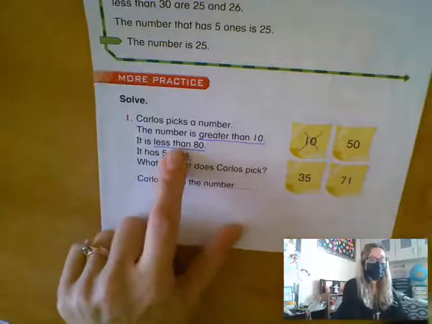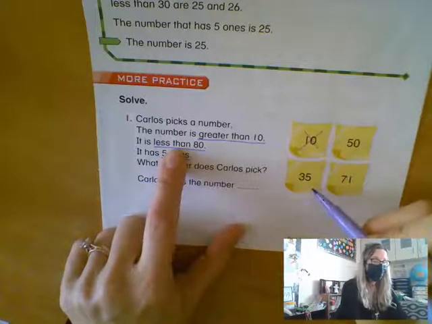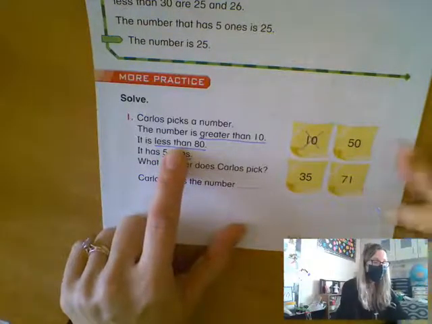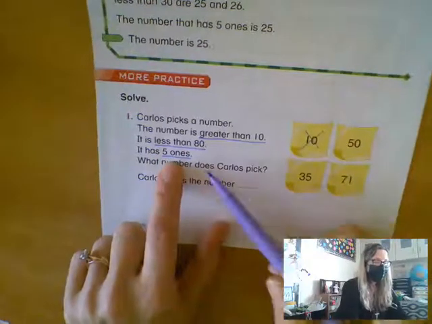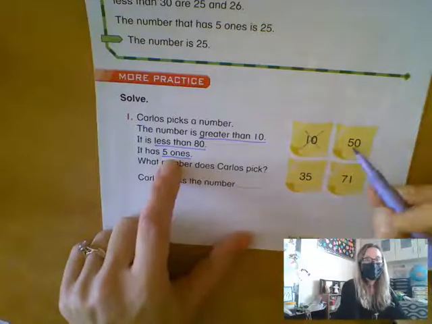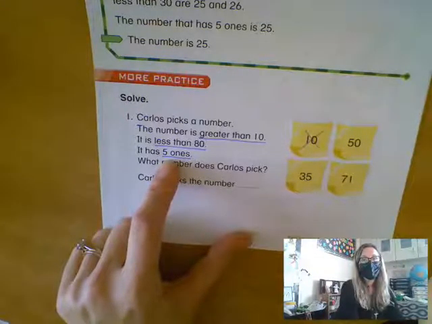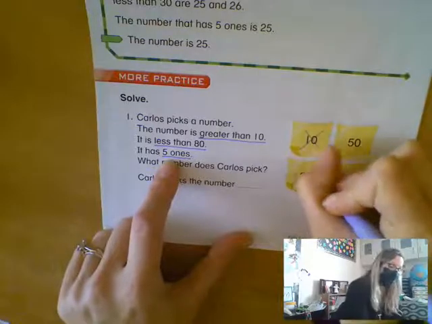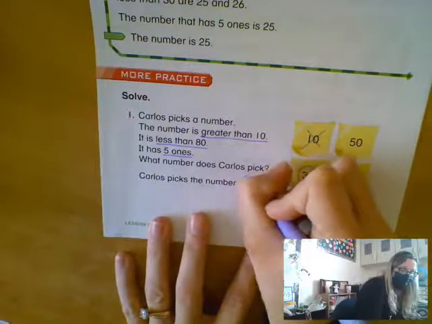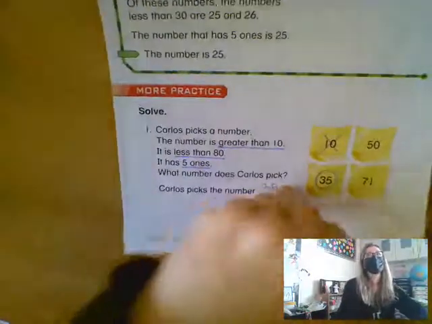All right, less than 80. Is 50 less than 80? Yeah. Is 35 less than 80? Yeah. Is 71 less than 80? Yeah. Okay. And the last clue, Faith, is what? Well, it has 5 ones. So which one of these numbers has 5 ones, Faith? 35. Excellent job, Faith. So what number did Carlos pick? You can write on the line. He picked 35. Camila, you want to walk me through the next one?